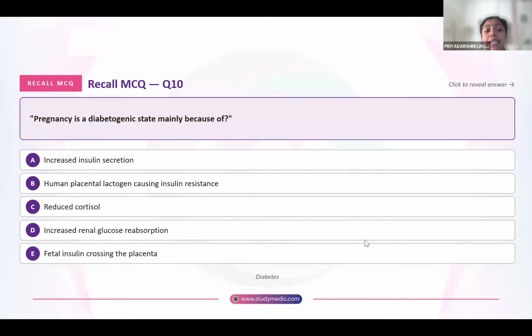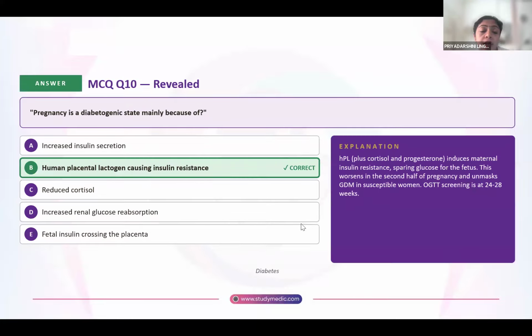So pregnancy is a diabetogenic state. And why is this? Is it because of increased insulin secretion, or is it because of human placental lactogen, which causes resistance, reduced renal glucose reabsorption, and fetal insulin crossing the placenta? Remember, this diabetogenic state in pregnancy is because of multiple factors, but the key cause is your human placental lactogen, which is anti-insulin and causes insulin resistance. So this is the key change that causes the diabetogenic state of pregnancy.